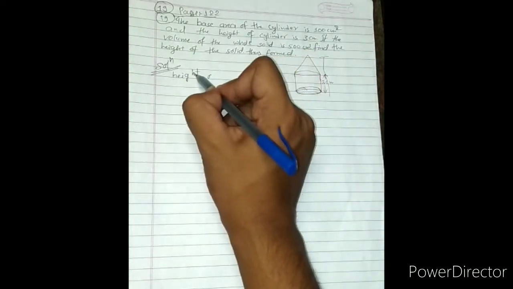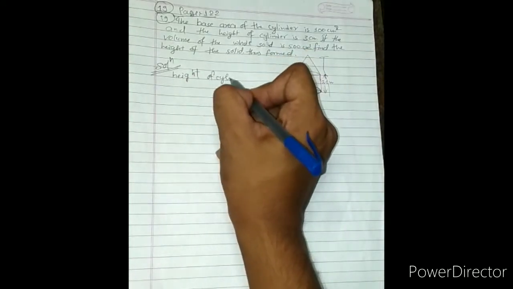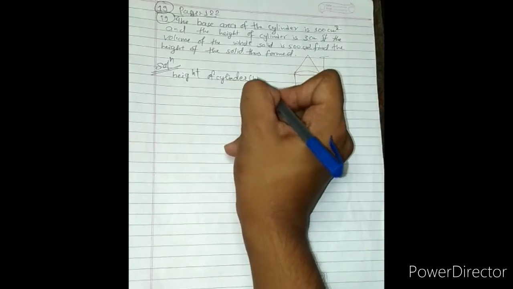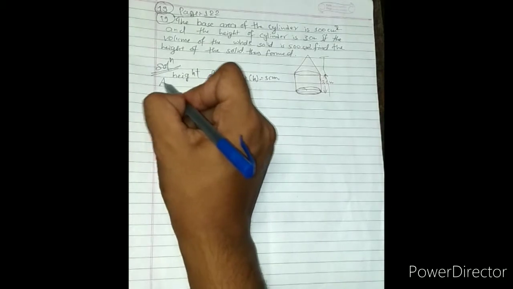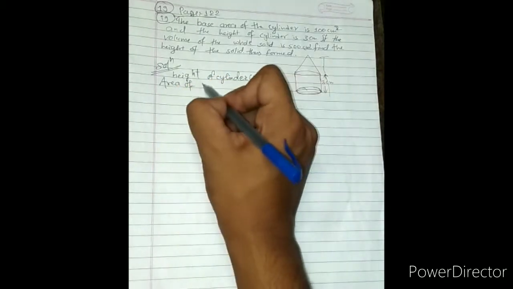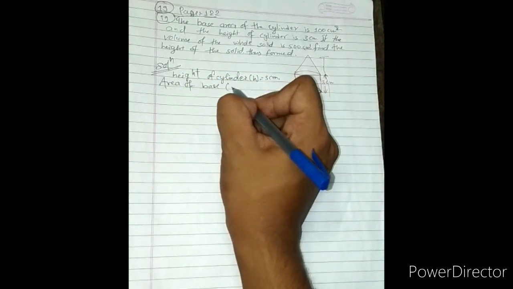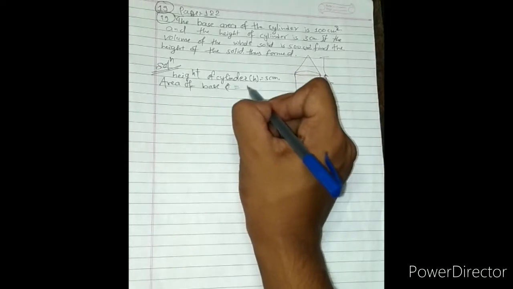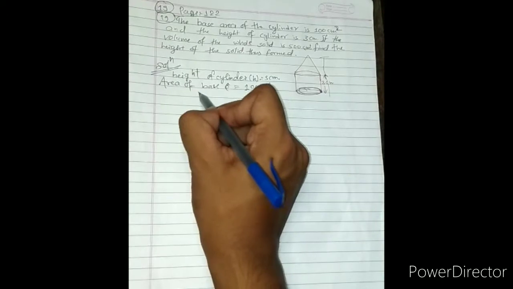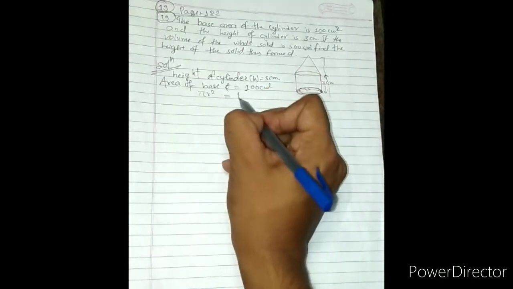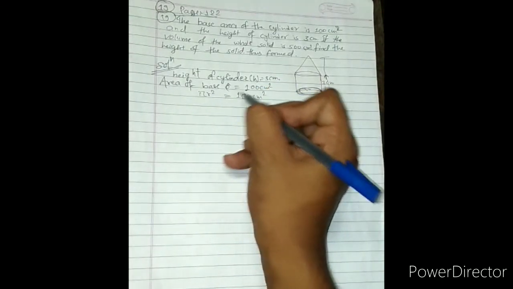Height of cylinder is given, 3 centimeter only. Area of base is given, 100 centimeter square. Area of base means area of circle, so pi r square is given 100 centimeter square.